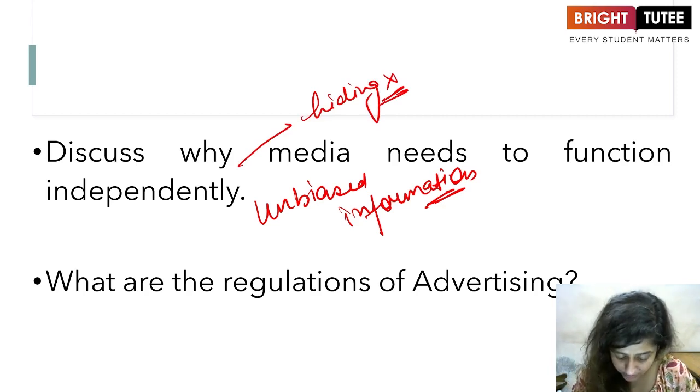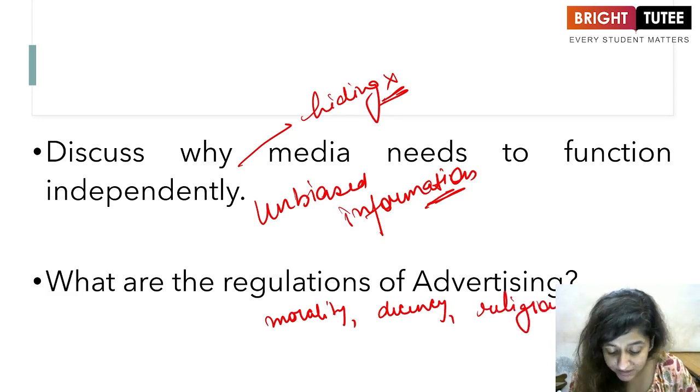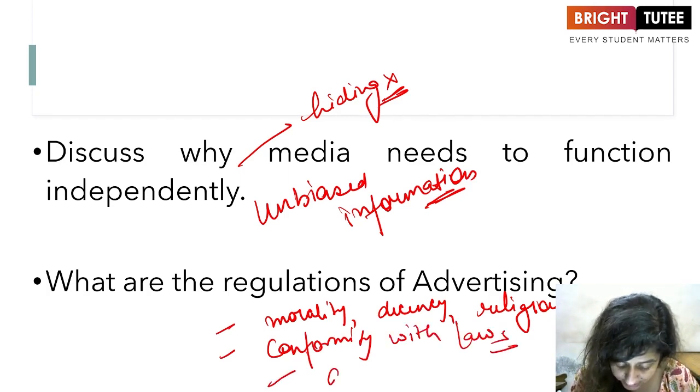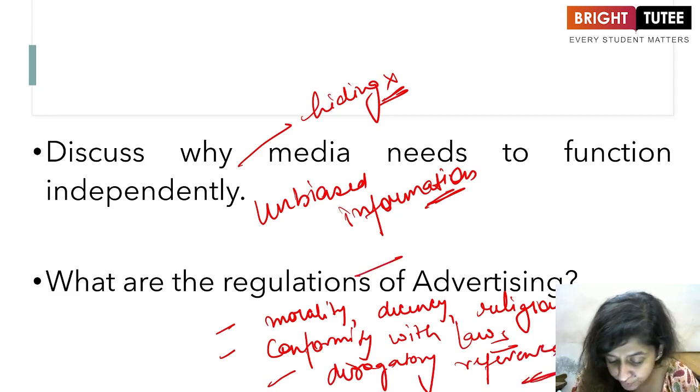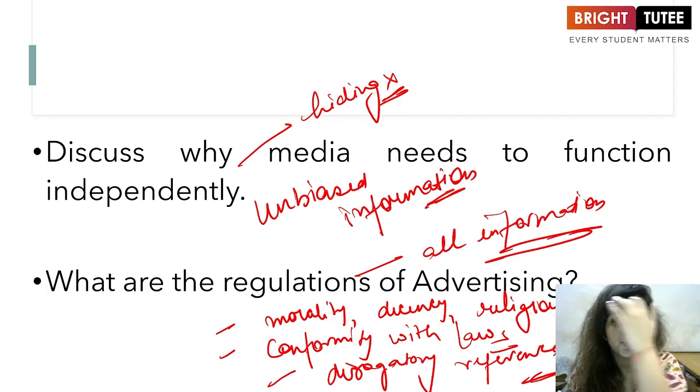What are the regulations of advertising? We have just talked about the regulations of advertising, wherein it should not be against morality or decency. It should not be against any religious faith. It should not be defaming any other product. It should conform with the laws of the country. It should not contain any derogatory reference as well. And in case of commercials, it should provide all the information that the consumer may want to have. All of this describes the concept of advertising and consumers.